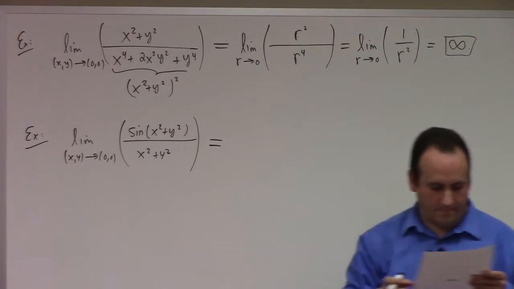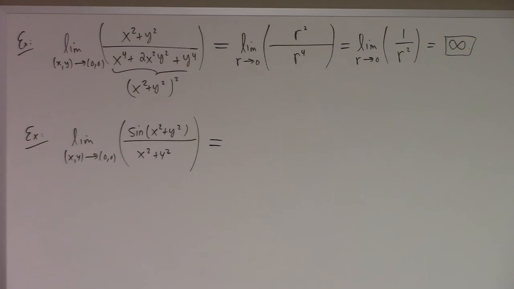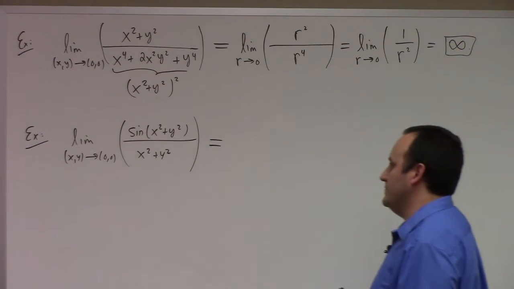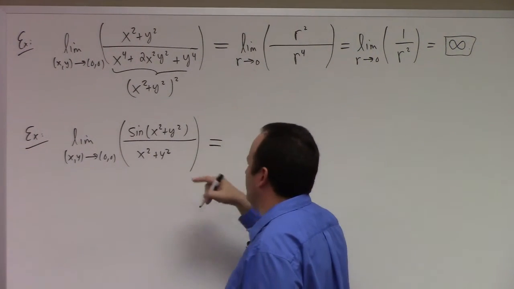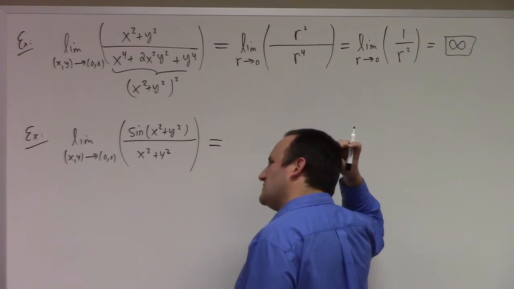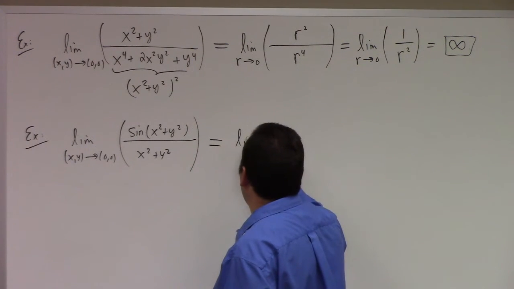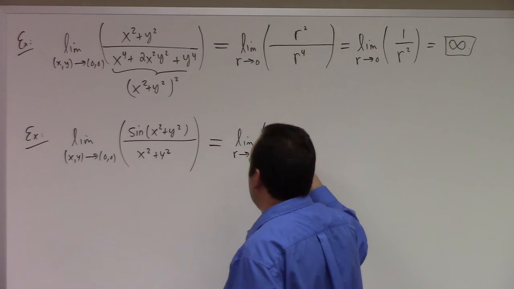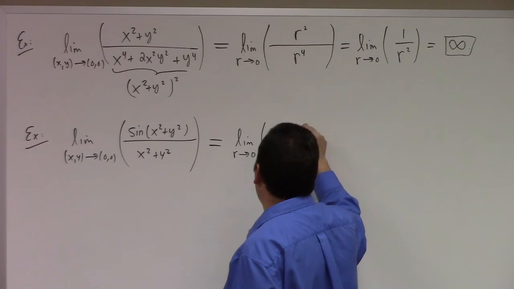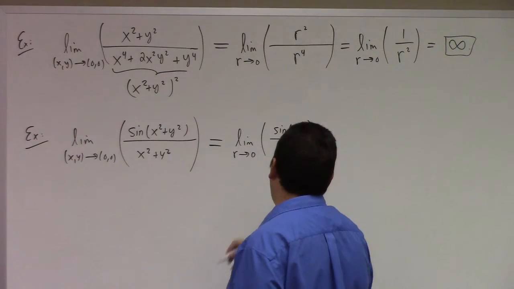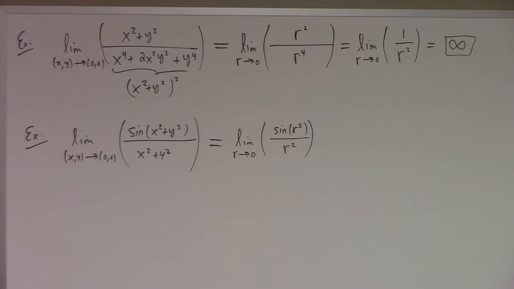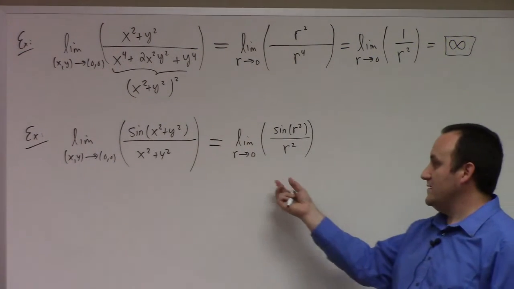All right, here's another one. Again, polar substitution is a pretty good option here. I don't know, you might be able to do this with squeeze theorem. Maybe not. Limit as r goes to 0 of what? Sine of r squared divided by r squared. So what do you do here? It's still indeterminate, right? Top's going to 0, bottom's going to 0, but this is a calculus 1 problem.